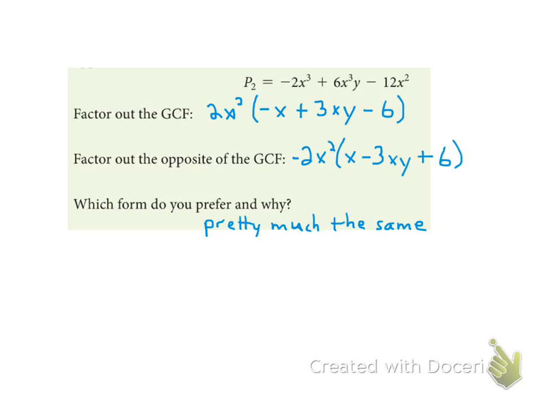However, in factoring, many times factoring out a common factor is just the first step. And if you would have to factor again, then the second method would be better because it's easier to factor inside the parentheses if that first term is positive. So that would be the only difference.